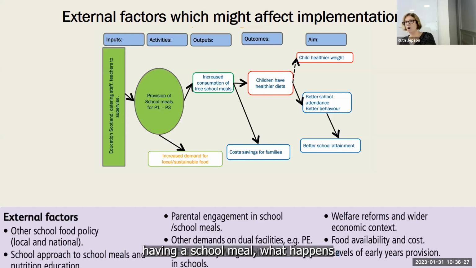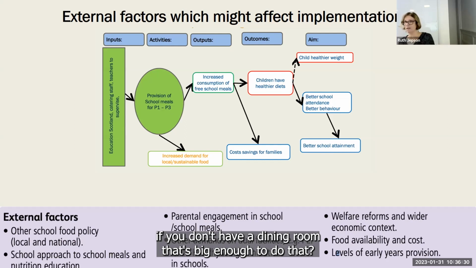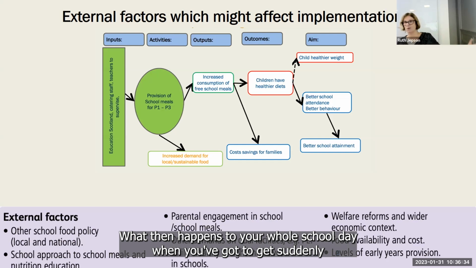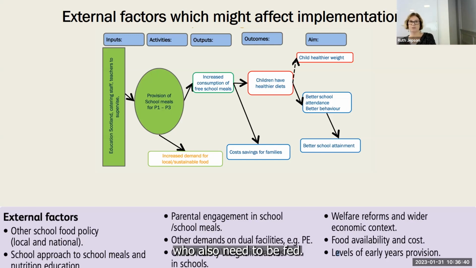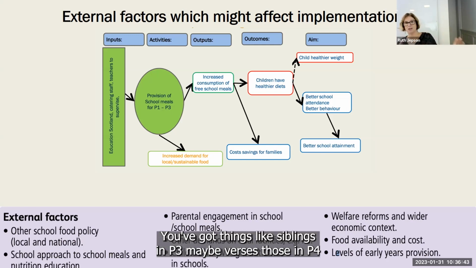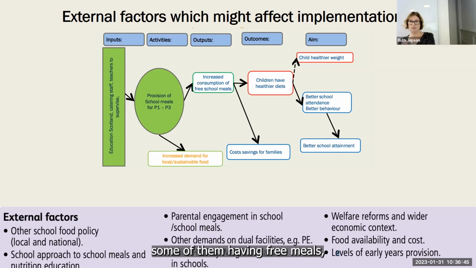And some of them, you know, when you suddenly say all P1 to P3 are having a school meal, well, what happens if you don't have a dining room that's big enough to do that? And what then happens to your whole school day when you've got to get suddenly a whole load more children in, and then you've got P4s to P7s as well who also need to be fed. You've got things about siblings in P3 maybe versus those in P4. Some of them are having free meals, some are not.